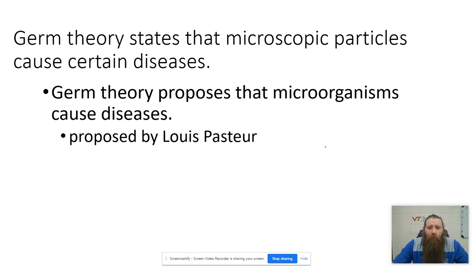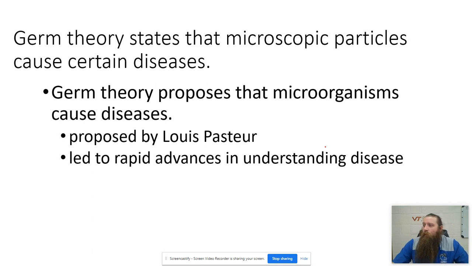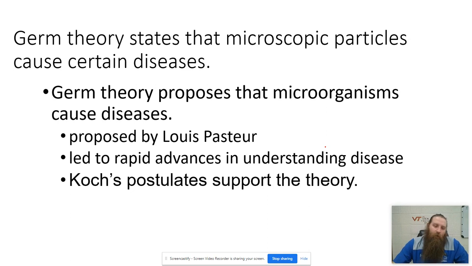It was first proposed by Louis Pasteur, the same guy who came up with pasteurizing milk. It led to some really fast advances in understanding disease. Once people knew what to look for, they could find what caused the disease, and then they could try to kill it. And a guy named Robert Koch, Koch's postulates, supported the idea. Koch actually had a really simple way to determine if something caused a disease.